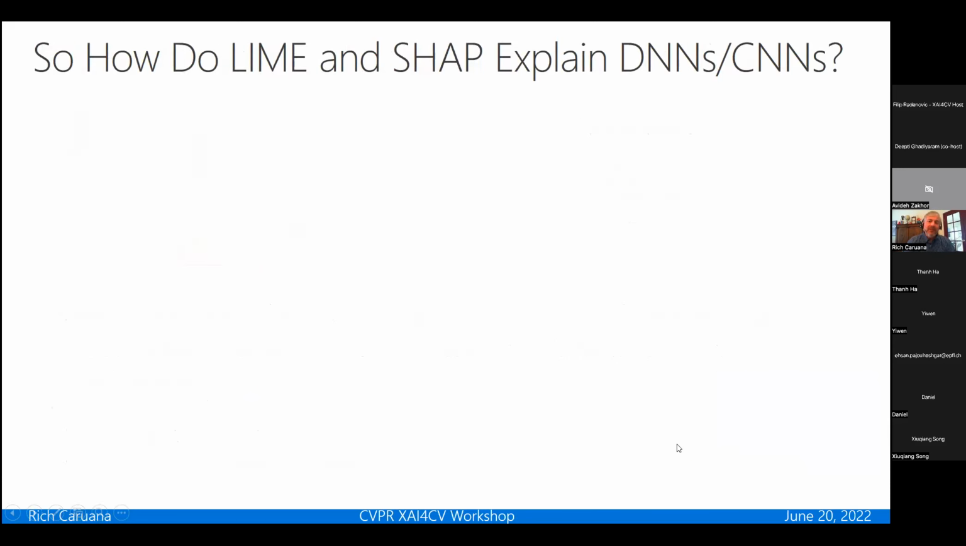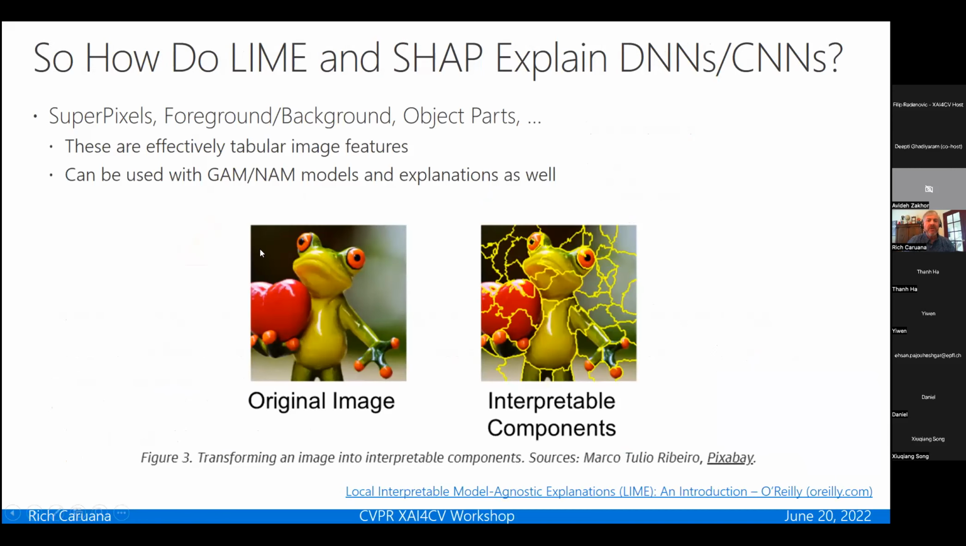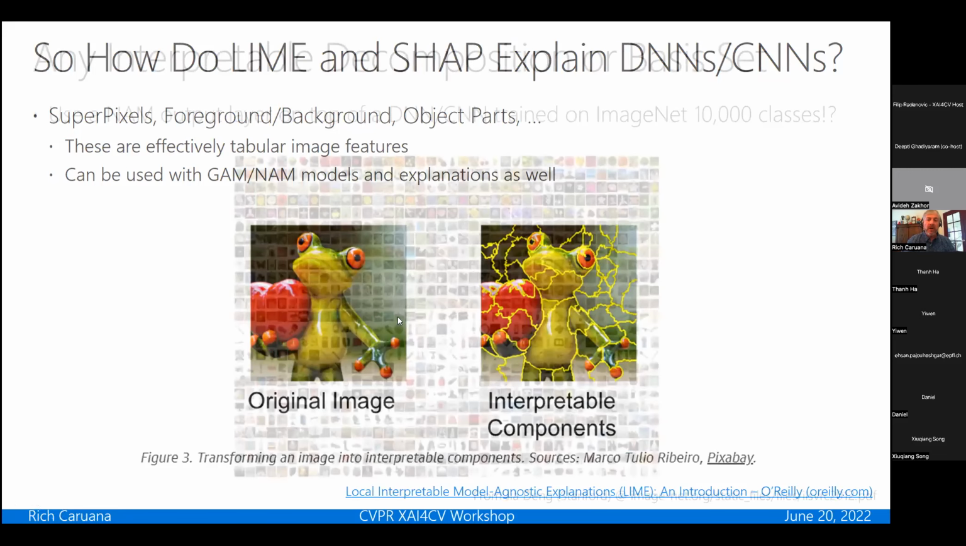So you might have heard of LIME and SHAP. I mean, they're explaining black box models. How are they doing that for images? Well, typically what they're doing is they're converting the images into superpixels, foreground and background, or object parts. And then effectively, they're creating things that are like tabular features out of the images. And if you're going to do that and create these tabular features, we can also use these NAM models to do that as well. This is taken from Marco Ribeiro's LIME work.